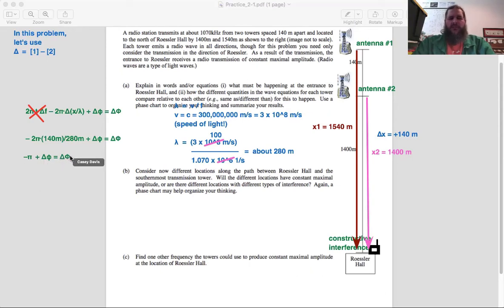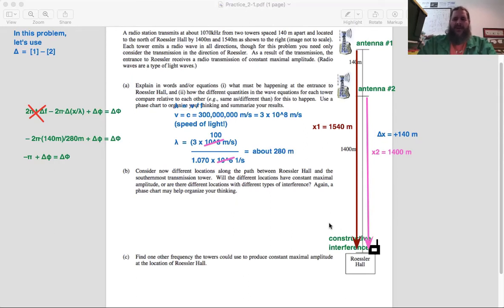But also, if there was no phase shift difference, if we just had the negative pi and that was it, what kind of interference would that suggest? Yeah, that would be destructive because that's half a cycle. And note that this ties into what we were saying earlier about the difference in path length being half a cycle or a whole cycle. The path length difference, 140 meters, is exactly half of a wavelength. That alone would suggest destructive interference.